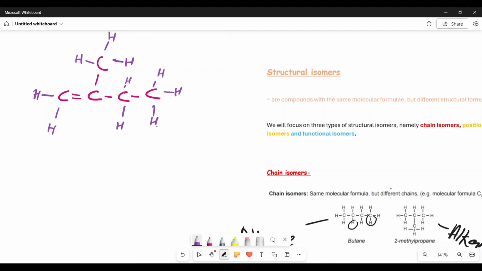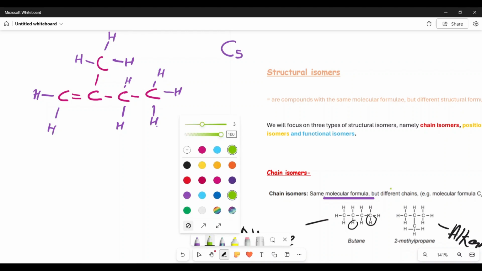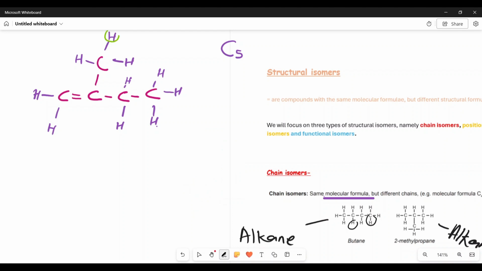Right. Now, let me start by writing down the molecular formula of this compound, right? So this is an alkene, meaning that its chain isomer is also going to be an alkene, right? So if I were to write down its molecular formula, how many carbons do I have? I have 1, 2, 3, 4, 5, 5 carbons. My hydrogen atoms, let me count them. So I have 1, 2, 3, 4, 5, 6, 7, 8, 9, 10.